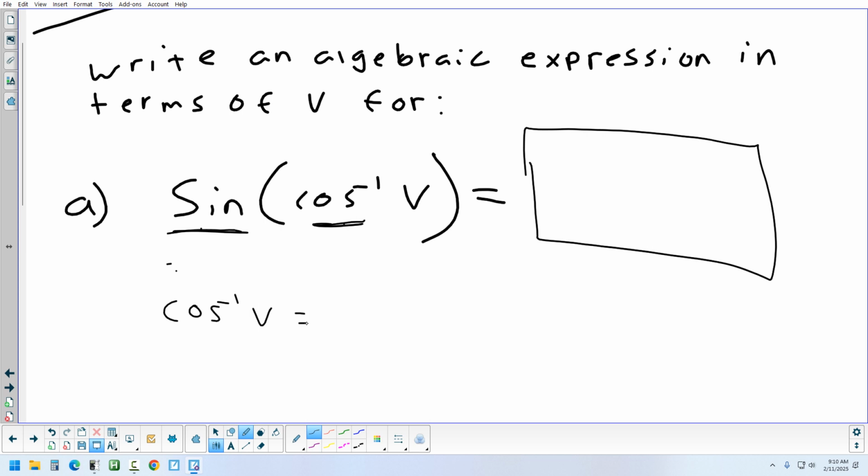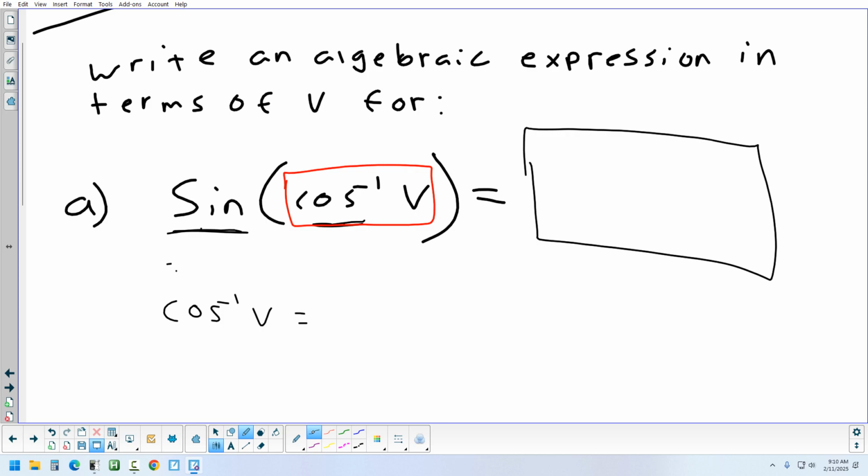Now, I don't know what's in that red box. I don't know what that's going to come out to. I don't know the number. But I do know that when I use inverse trig, I'm always solving for the angle. I don't know what angle I'm solving for because that's a variable.